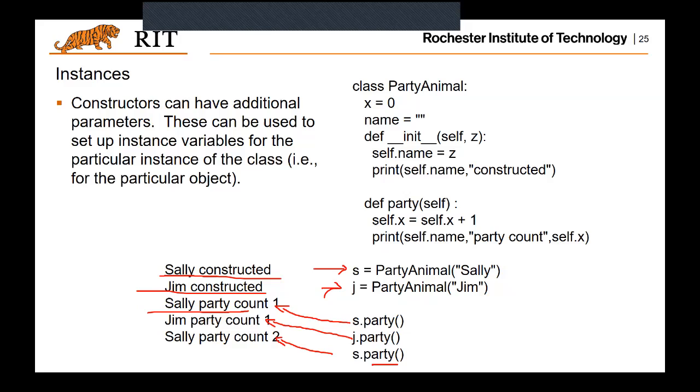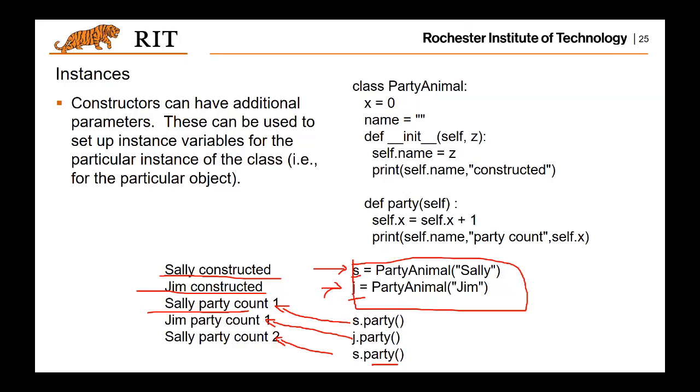And here you have multiple instances of the same class, S and J. That's easy to understand. Lacey and Bob are both dogs, but they are individual dogs, right? Similarly, both S and J are of the party animal class, but they are different instances. They are individual and independent of each other. So any questions so far?